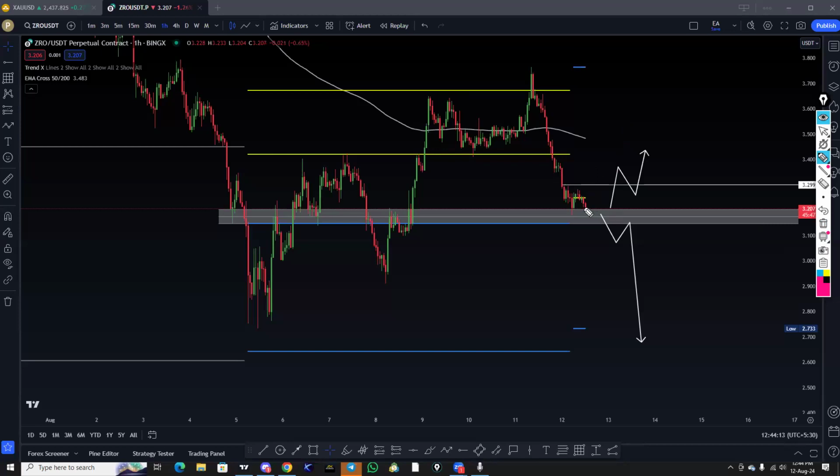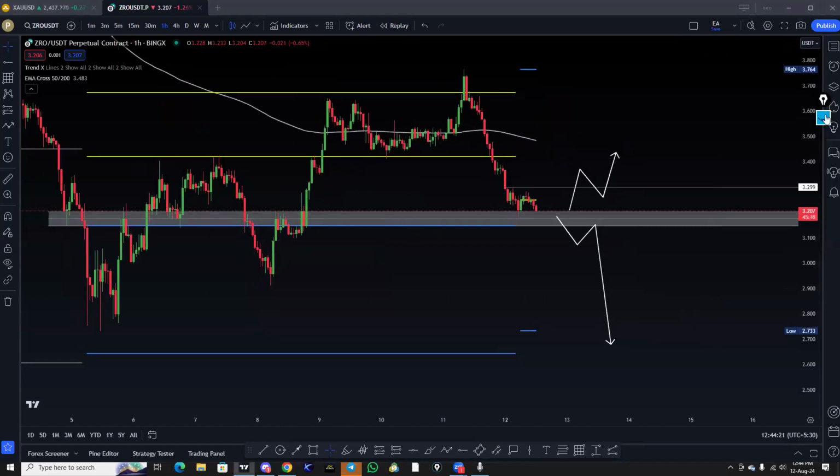Yeah. Sometimes after crossing this, maybe it can reach here. It's possible. But as a technical trader, I always wait for a breakout and retest like this. This is very important for me. I'll wait. The daily trend X will help you. Don't worry. For the daily, focus only on the daily trend X.